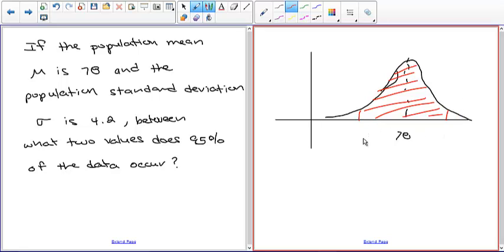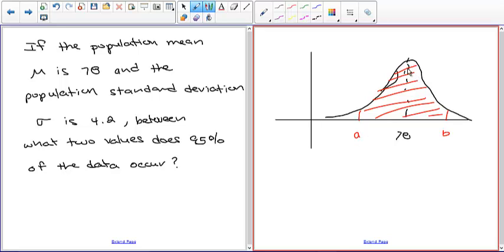And what we want to figure out is, what is this? We'll call this A, and we'll call this B. What are the two values associated with a mean of 78 and a standard deviation of 4.2? What values of A and B are such that you have 95% of the data?